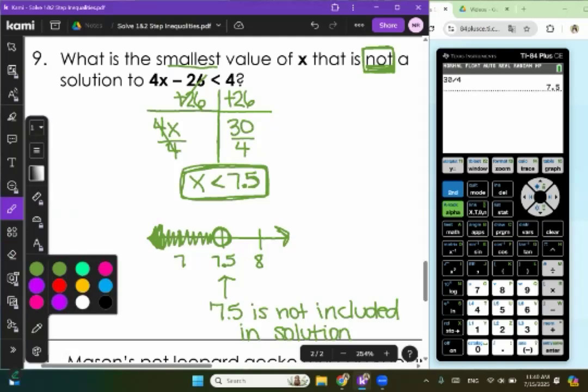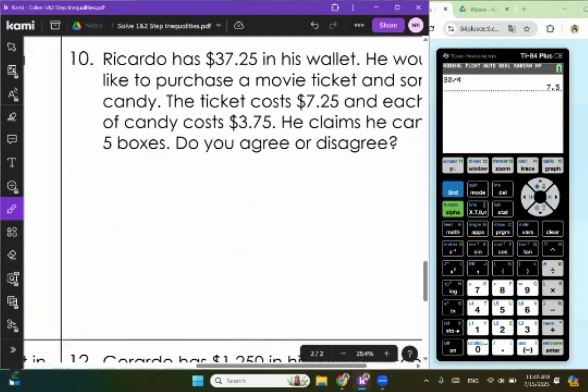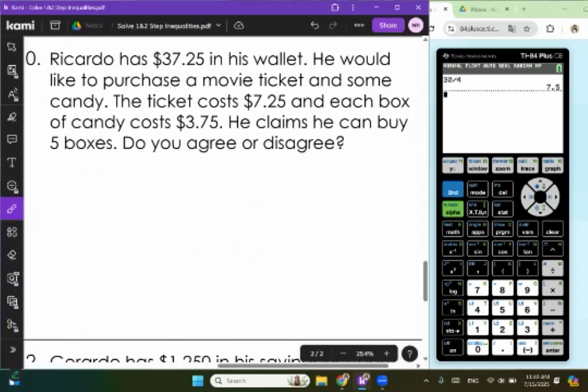Next question. Number 10, Ricardo has 37.25 in his wallet. He would like to purchase a movie ticket and some candy. The ticket costs 7.25 and each box of candy costs 3.75. He claims he can buy 5 boxes. Do you agree or disagree? Whenever you don't have the equation set up for you, my best advice is to always set it up with words. Okay? Always set it up with words to begin with.